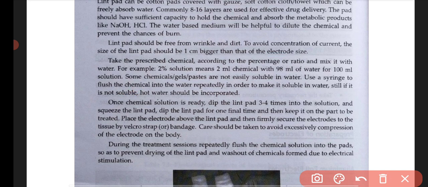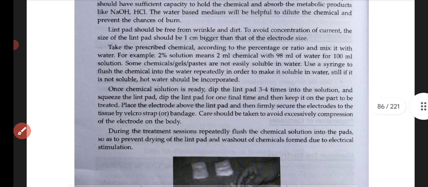Once the chemical solution is ready, dip the lint pad 3 to 4 times into the solution and squeeze it into the lint pad. Then keep it on one part of the area to be treated. Place the electrode above the lint pad and firmly secure it.